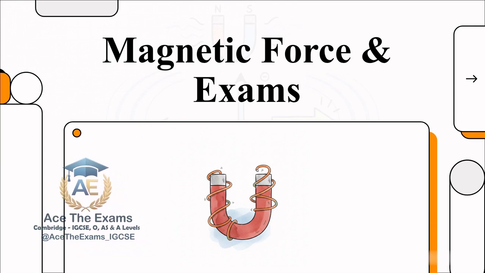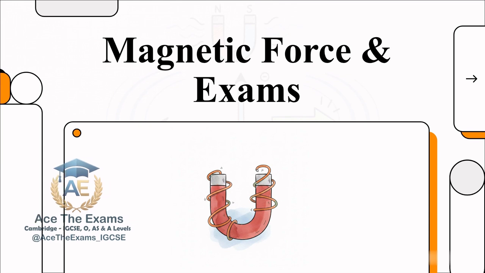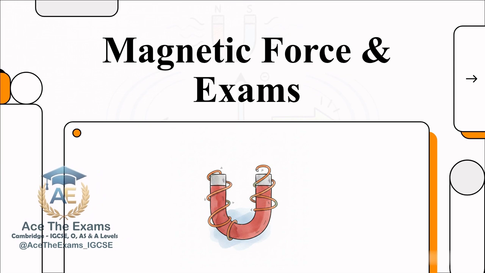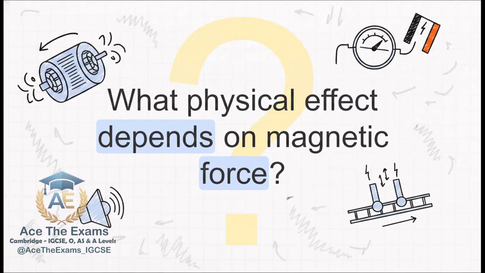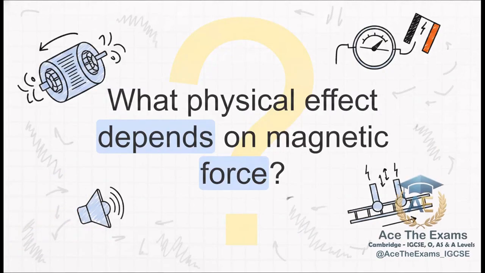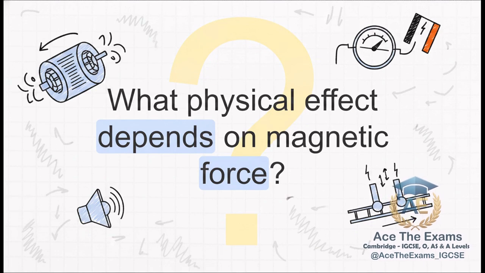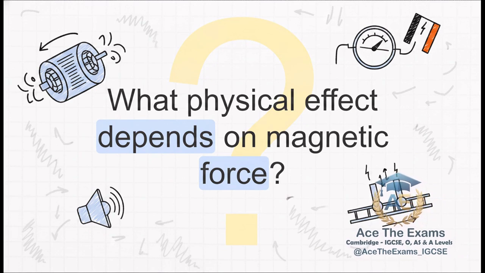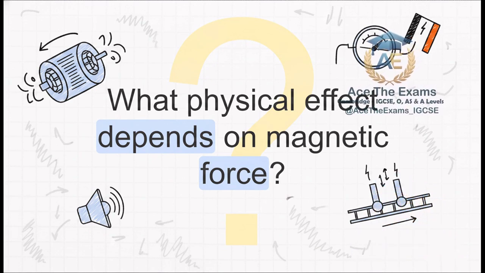We are going to decode exactly how this physics appears in real systems, in your calculations, and in those tricky structured questions, so you never have to guess what the examiner is looking for. So let's start with a foundational question, and I really want you to stop and think about this for a second. What physical effect, measurement, or prediction actually depends on understanding the magnetic force on a current?